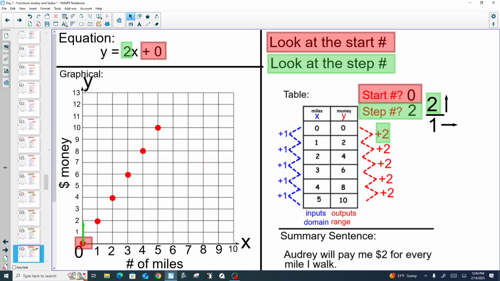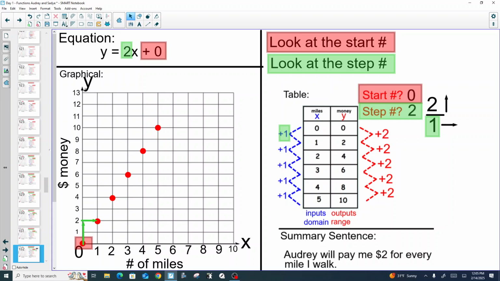What was our starting number? 0. Now, your step number. Remember, we always took this number and we threw it over top of what? That number. And so do you see that that's where we got the 2 over 1 right there? Okay, now let me erase that part right there. So now, from your start number, I need you to step up 2 squares and step to the right. How many? 1. Did that get us exactly to the point that you already have?